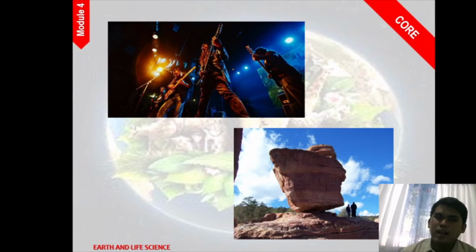In this slide, we have two pictures. The two pictures are different, but they have the same name or term. They are both called rock. The first picture is rock as a music genre or type, while the second picture is rock as an object. For this module, we will talk about rock, the object.